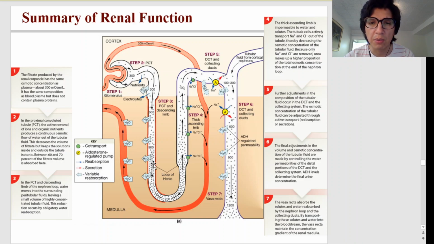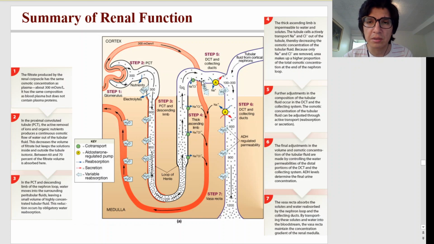At the level of the loop of Henle, we have water being reabsorbed due to this ion gradient that the ascending limb is creating here. This sodium chloride gradient allows water to follow this concentration gradient. Basically, water follows sodium. It's like a rule of thumb here. So water will follow, and then water will be reabsorbed into the blood.